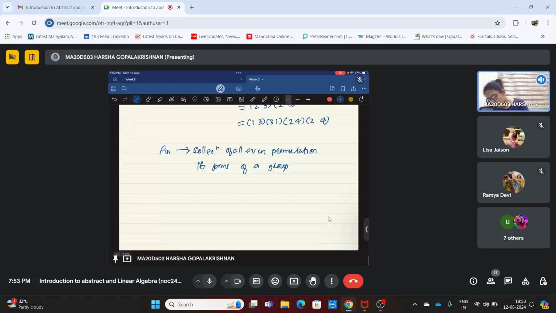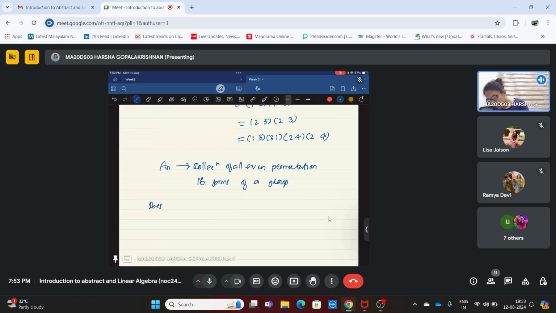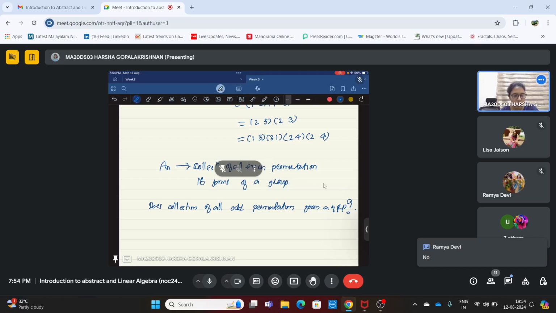Now the question is, does the collection of all odd permutations form a group? So this is the next question. If we are collecting all the odd permutations, does it form a group or not? Even permutations form a group. Odd ones, no. What is the reason?